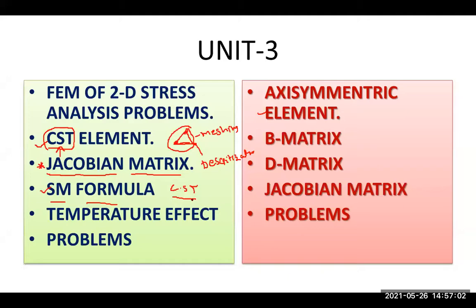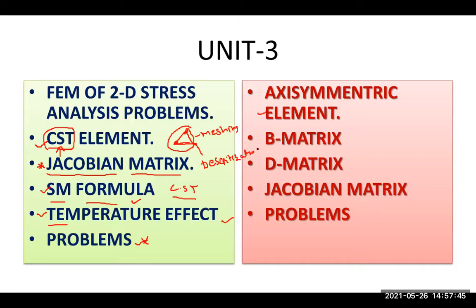So for the constant strain triangle, we have to define the stiffness matrix formula. That we're going to see in the first part of unit 3. Then after that, we're going to focus on the temperature effect on two-dimensional finite element analysis. Later we're going to see the problems related to the temperature effects, as well as external loads, body forces, and traction forces. These are different types of loading conditions, and based upon the loading condition, we're going to deal with the problems. This is the first part.